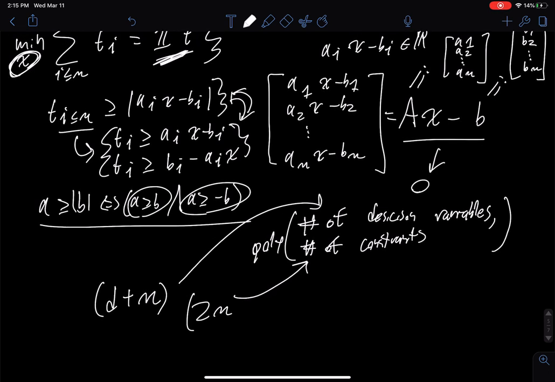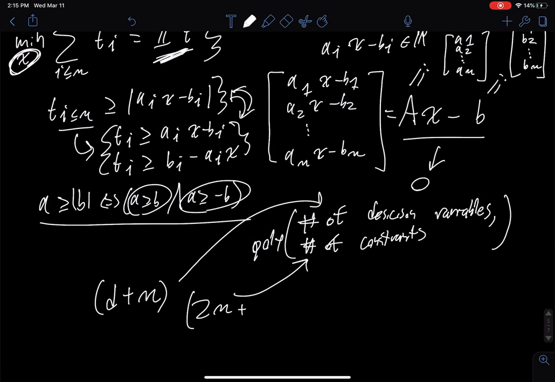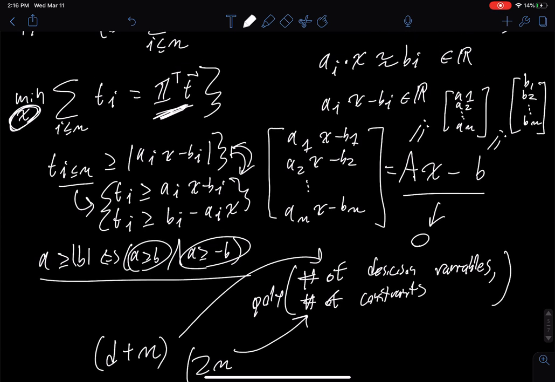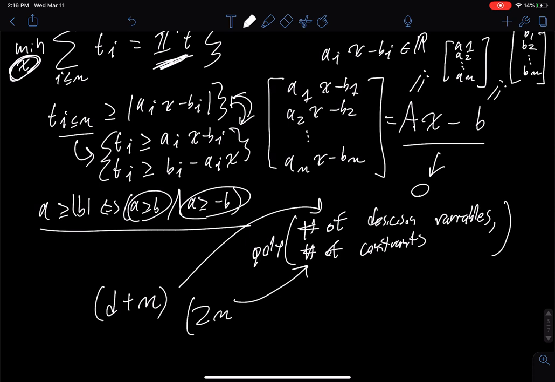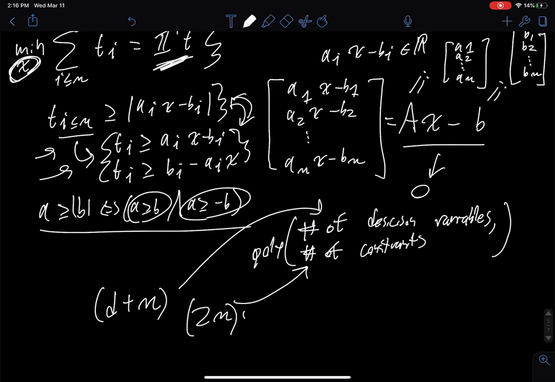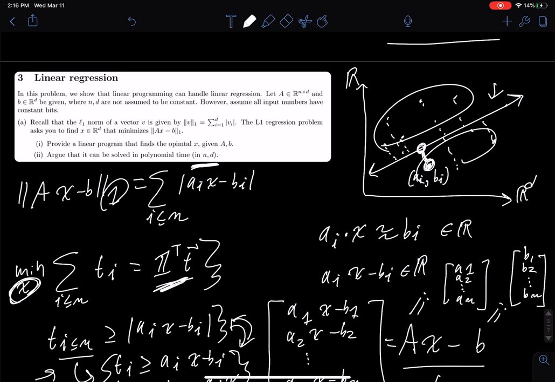We also have to throw in positivity constraints on the x's. Actually, do we need positivity constraints at any point in here? I think we don't have to write positivity constraints, because if t_i were negative, then it would be guaranteed to fail either this or this. If we were to be super explicit, we could throw in another n constraints such that each component of t is positive, but we can go without it. Either way, we're going to have time polynomial in d plus n and 2n, which is polynomial in d and n, which tells us that we can solve linear regression with the L1 norm in time that's polynomial in d and n. So we're good.